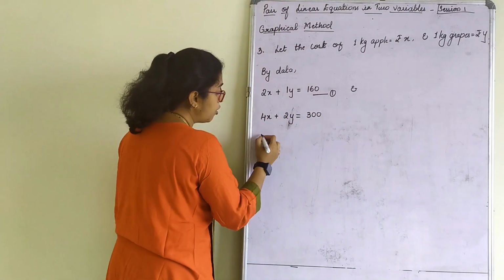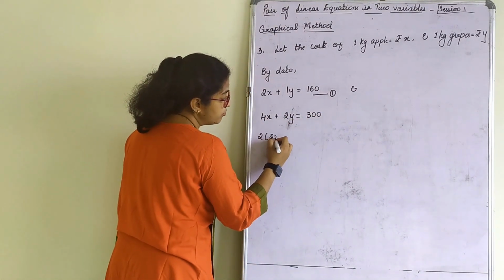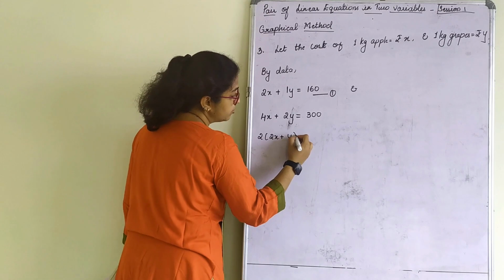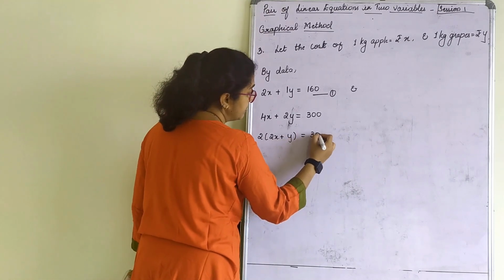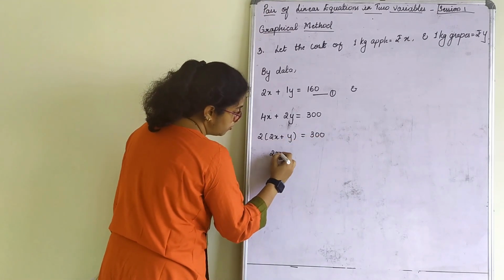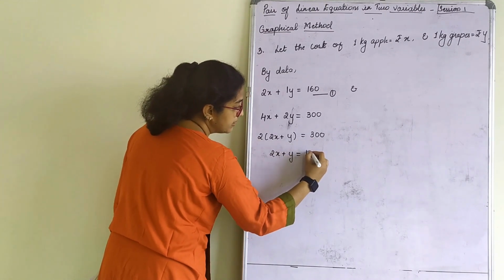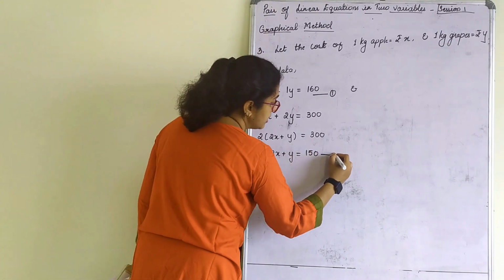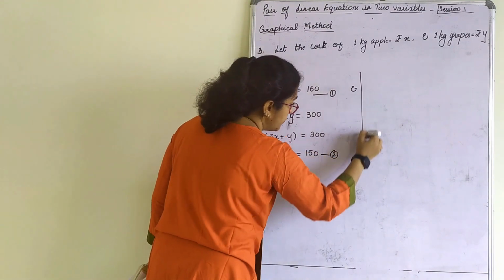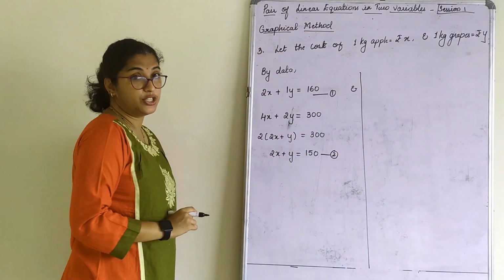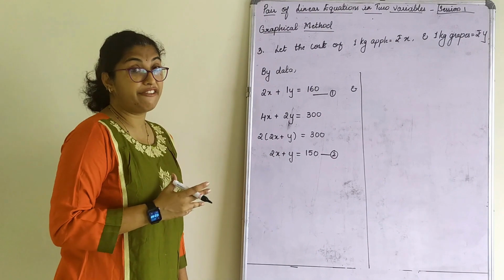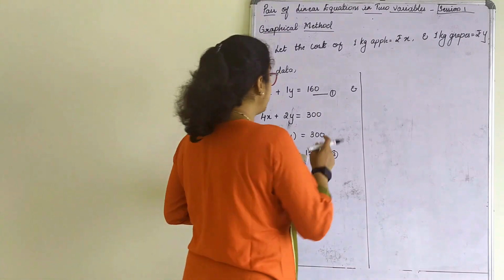So we can take 2 common here. 2 2s are 4, 2 1s are 2, is equal to 300. So 2x plus y is equal to 300 divided by 2, which is 150. So these are the two equations which we represented algebraically. To represent it graphically, we need to write that in the standard form.